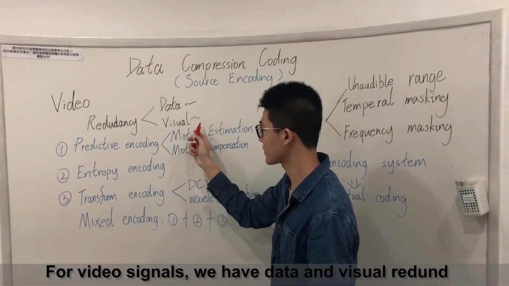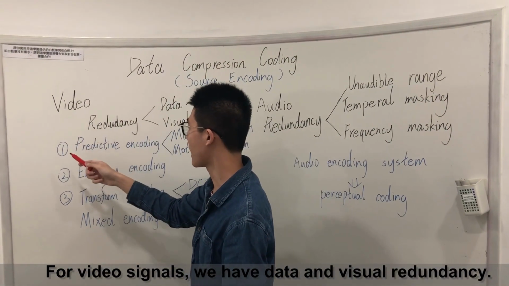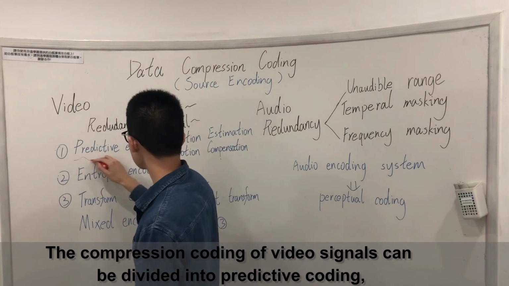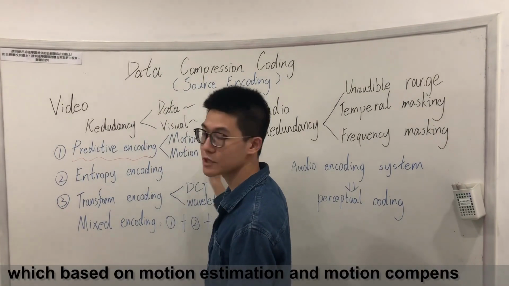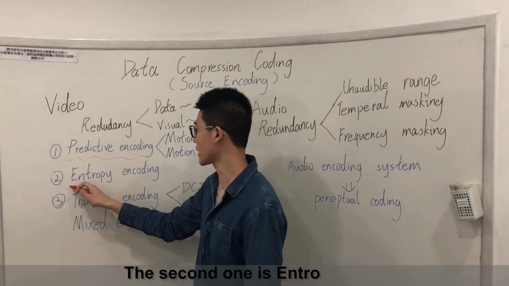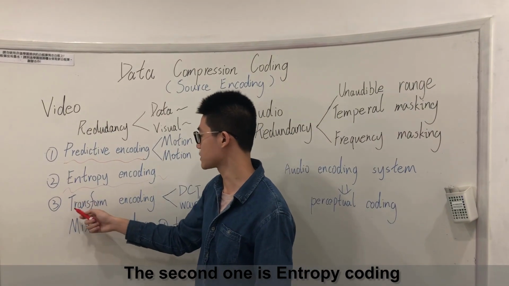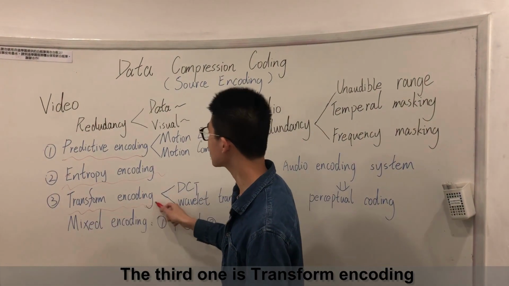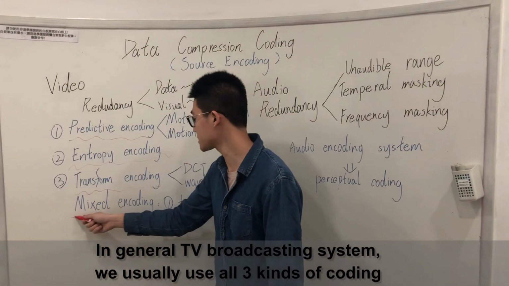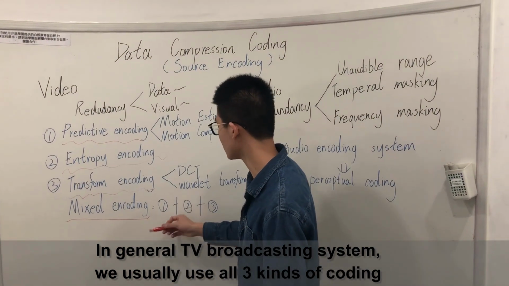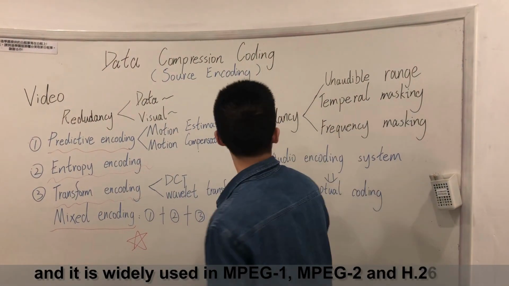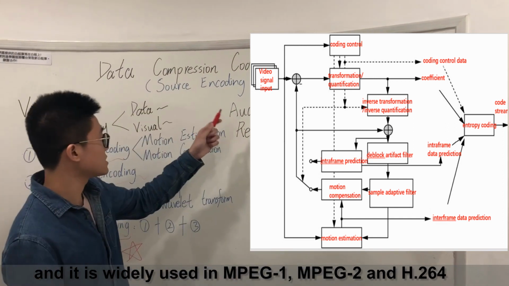For video signals, we have data redundancy and visual redundancy. The compression coding of video signals can be divided into predictive coding, which is based on motion estimation and motion compensation. The second one is entropy coding. The third one is transform coding. In a general TV broadcasting system, we usually use all three kinds of coding, which we call mixed coding, and it is widely used in MPEG-1, MPEG-2, and H.264.